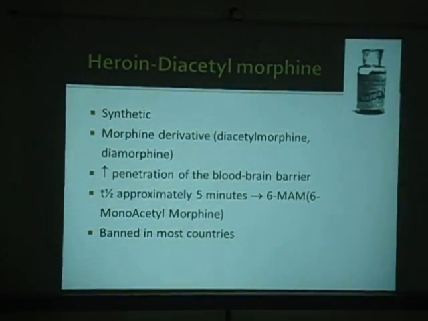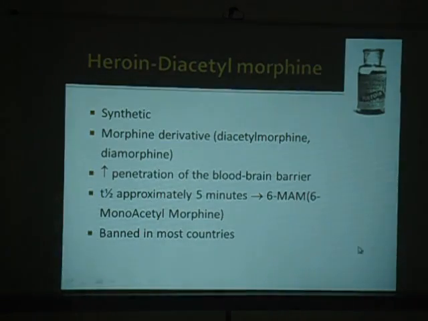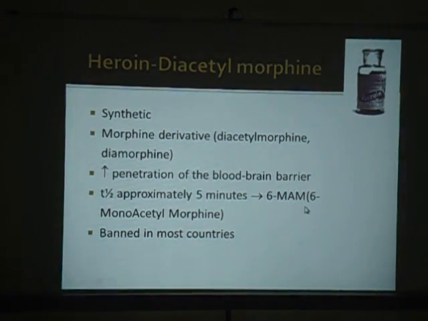Diacetyl morphine, mostly abused drug, very little or no therapeutic effect. Okay, it is chemically diacetyl morphine. So the side effects may be due to the production of the euphoric effect, as it can cross the blood-brain barrier. Okay, T-half is approximately 5 minutes, and it is converted into 6 monoacetyl morphine.